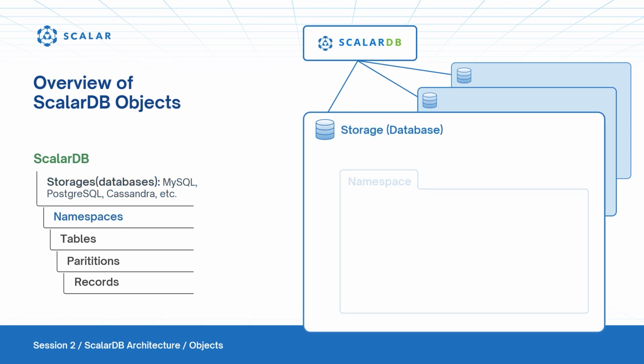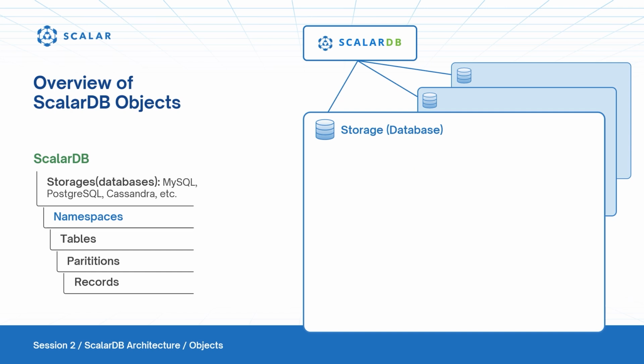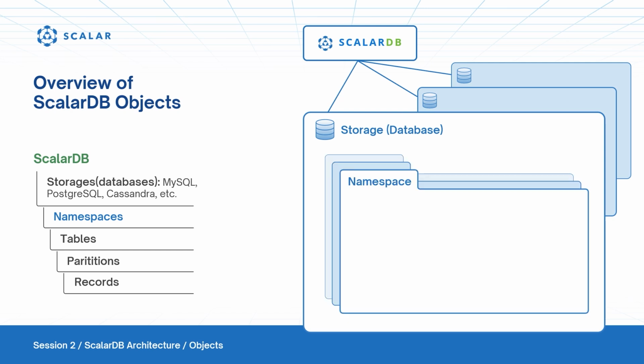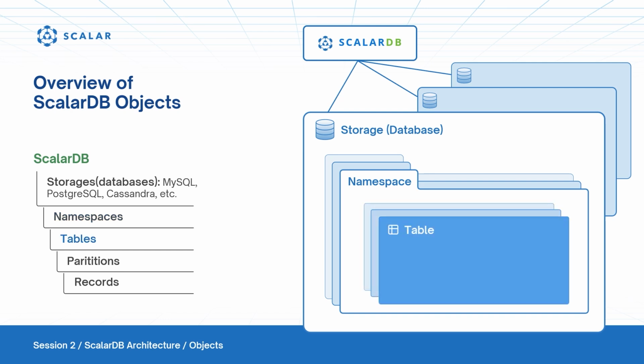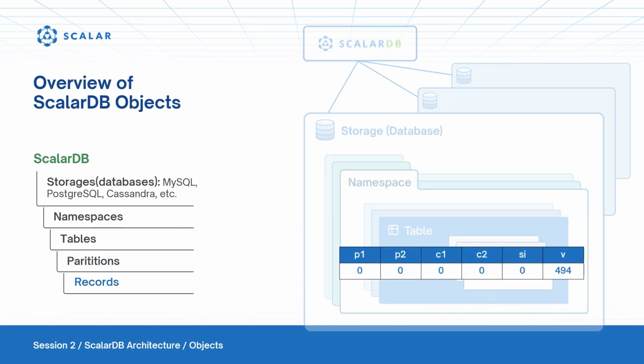The storage contains one or more namespaces, which in turn contain tables. ScalarDB supports having multiple namespaces within a single database, allowing you to manage different namespaces for different purposes. A table is a collection of data and is managed within a namespace. Multiple tables can be managed within a single namespace. A partition is a collection of records and is a logical unit of distribution to nodes. Therefore, records within the same partition are placed in the same logical location. A record or row is a set of columns that is uniquely identifiable among all of the other records.